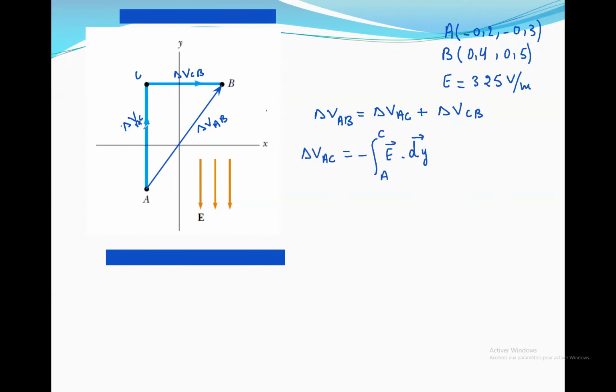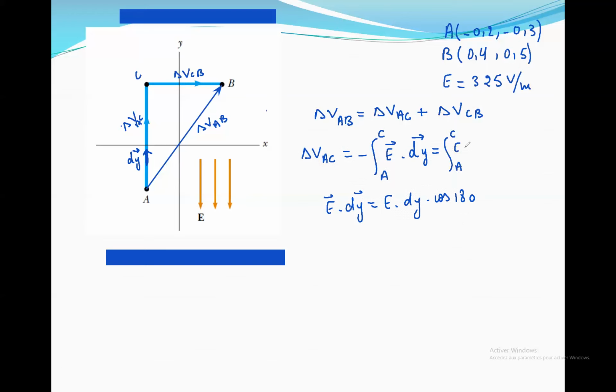Dy between A and C is a small portion of the displacement. So here we have dy. From A to C, dy must be directed from A to C. And E is downward. The angle between dy and E equals 180. E dot dy equals E dy cosine of the angle between E and dy, which here equals 180.